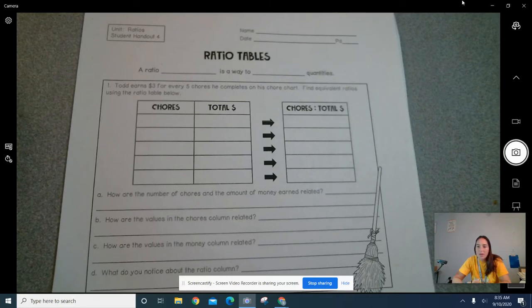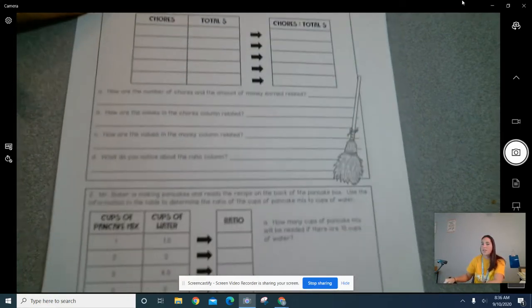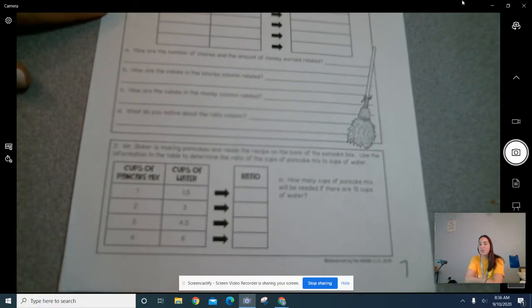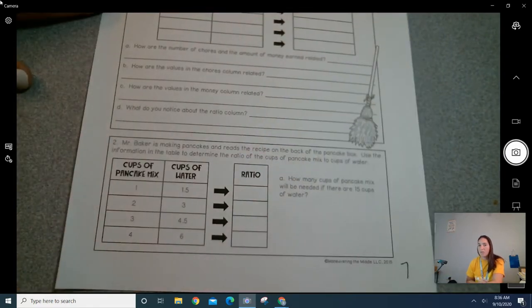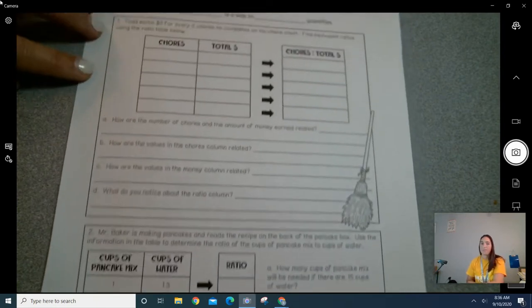Today we are going to talk about ratio tables. It's just another way to solve problems with ratios. So what you need for today is student handout number 4, which is page 7 in your notes. And you will also need page 8 in your notes. So pages 7 and 8 from your notes are the pages we're going to use today.